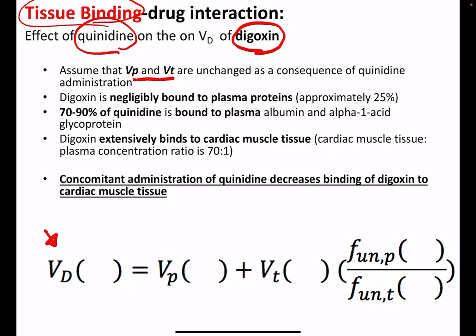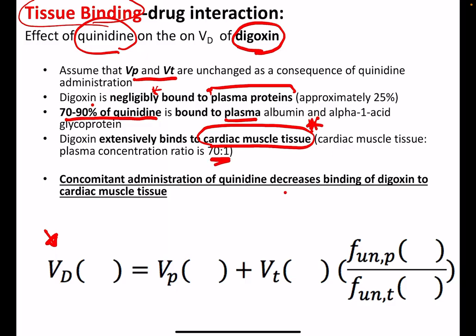Again, in here, the volume of the plasma and tissue is not changing. The digoxin is not that much bound to plasma protein. It's negligible, but we have 70 to 90% of quinidine bound to plasma protein and alpha glycoprotein. As the drug of interest is not that much bound to plasma protein, then we need to take into consideration another thing, right? Digoxin is extensively bound to cardiac muscle tissue, when we compare it to the plasma concentration, which is 70 to 1, which is a major point.